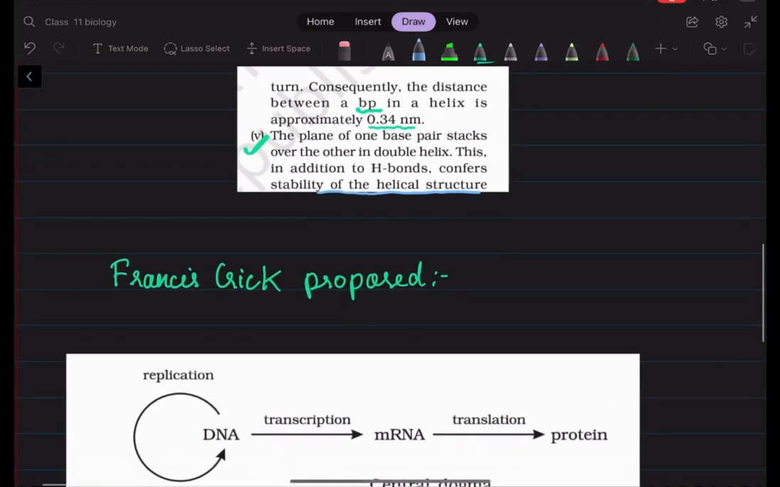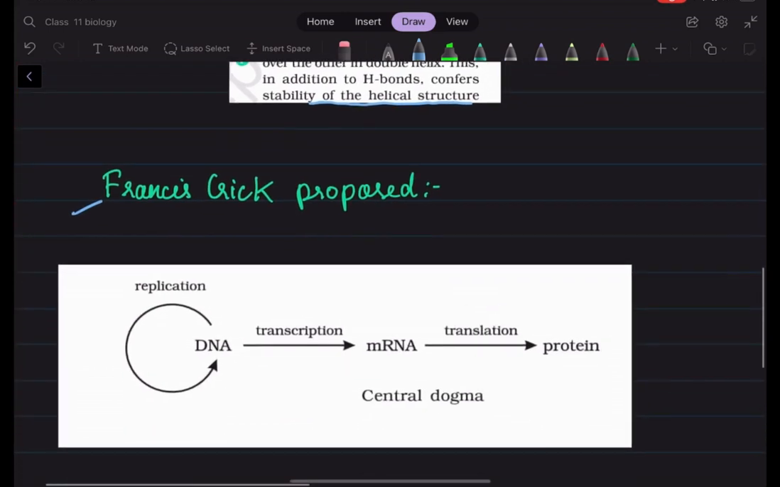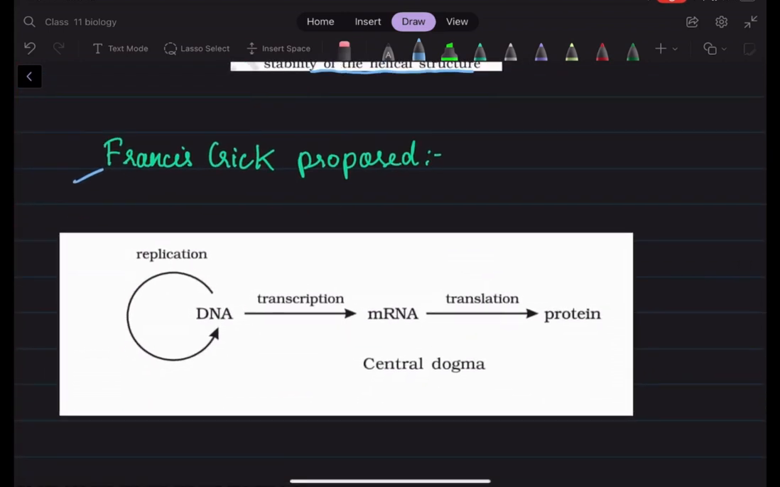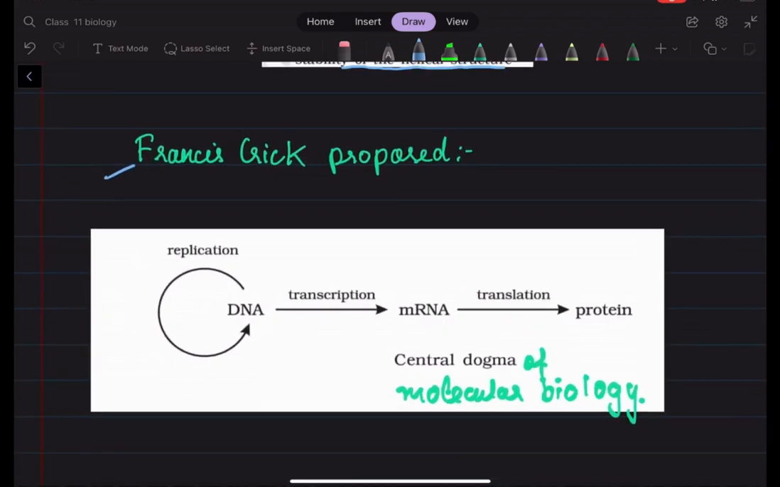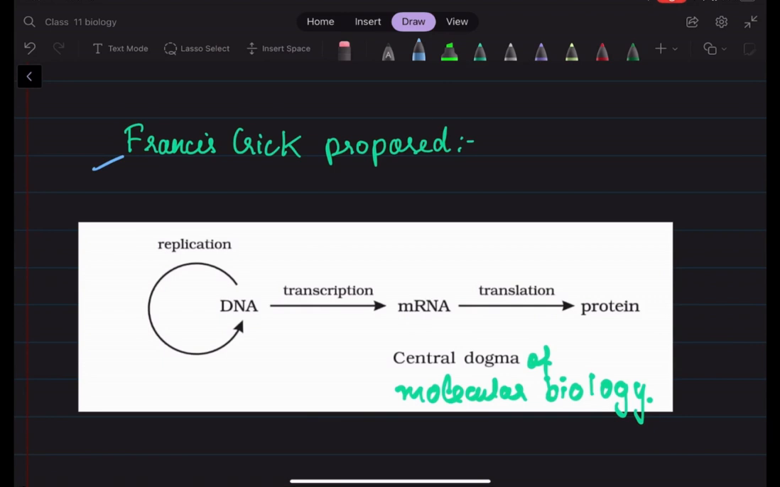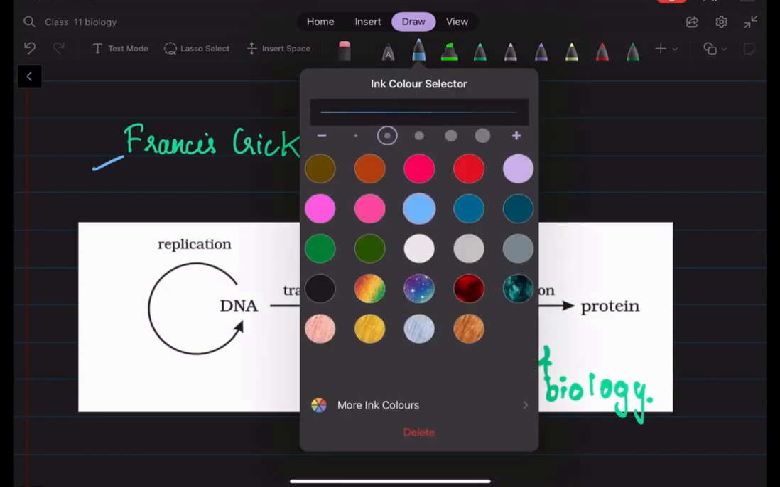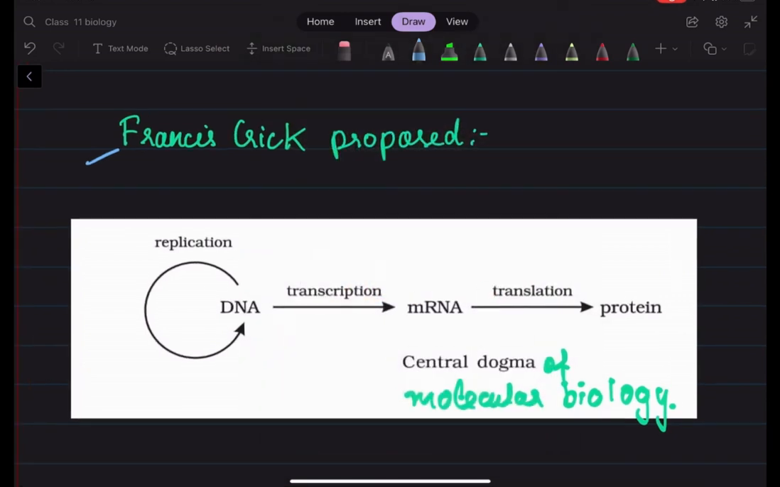Soon, Francis Crick proposed the central dogma of molecular biology. So, what is the central dogma? He basically deduced the direction of transfer of information. So we know that we have genes, right? Genes are nothing but our DNA sequences.